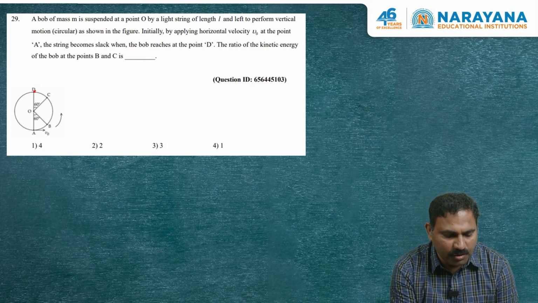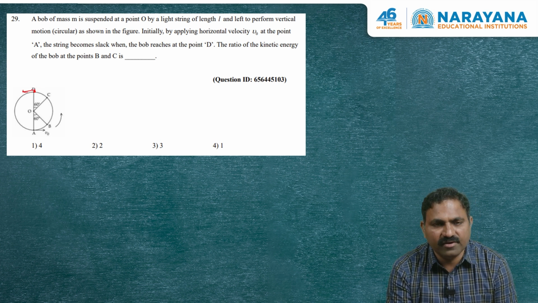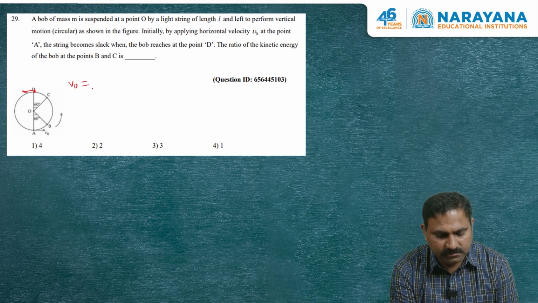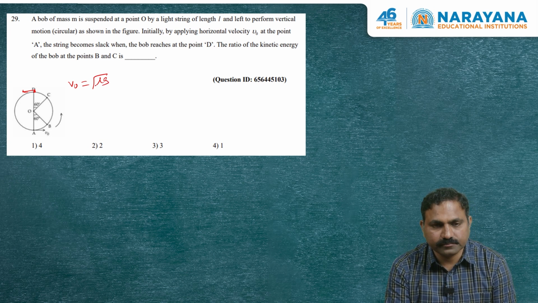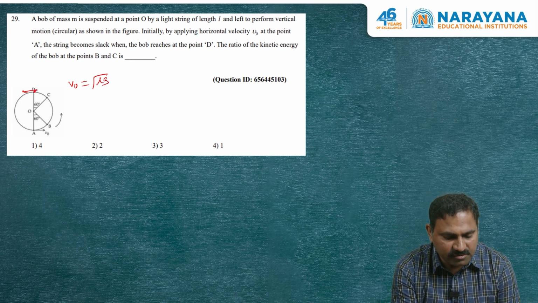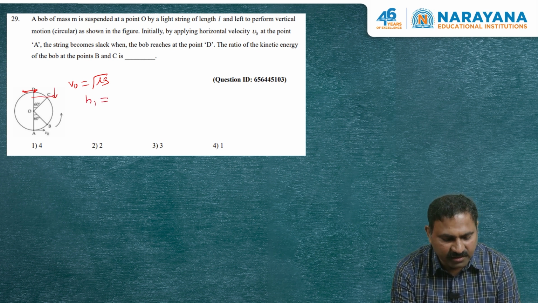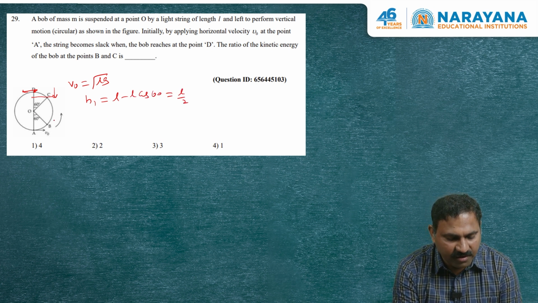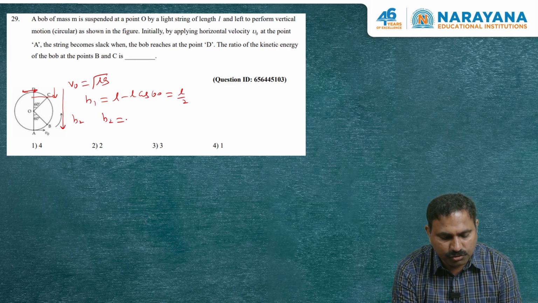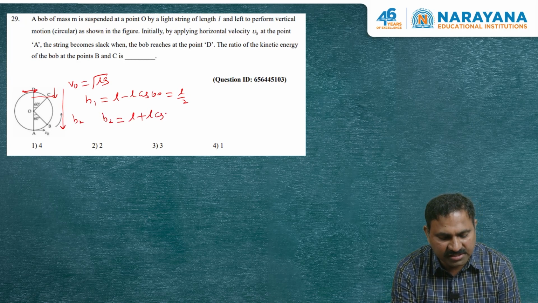So, at the highest point D, the minimum speed of the particle will be square root of Lg. Now, considering the minimum speed at the highest point is square root of Lg, at point C it falls through height h1, where h1 equals L minus L cos 60. This is L by 2. Similarly, for point B, it is falling through height h2. h2 will be, in this case, L plus L cos 60. It will be 3L by 2.